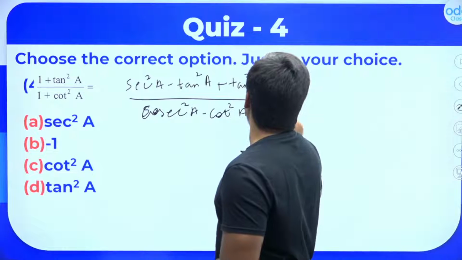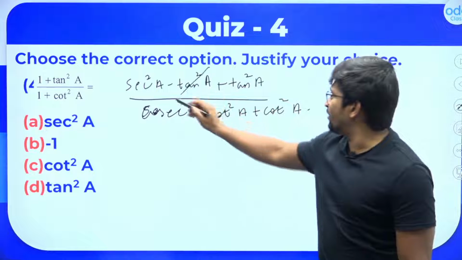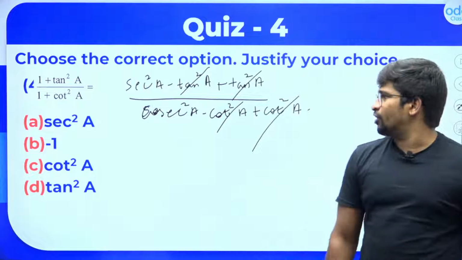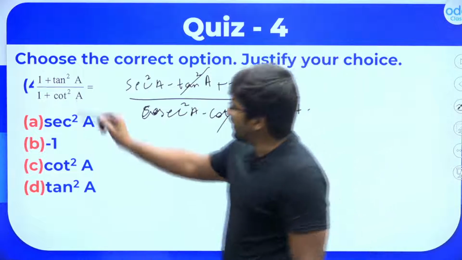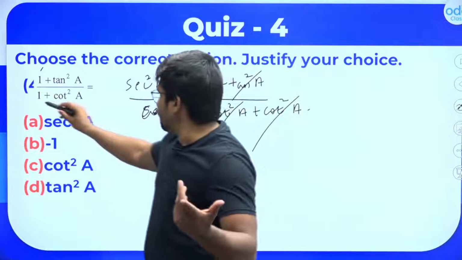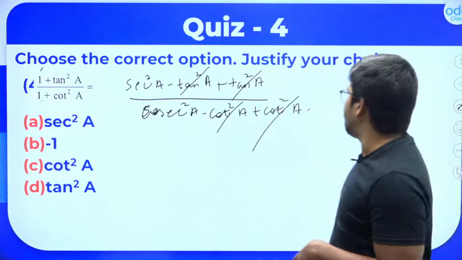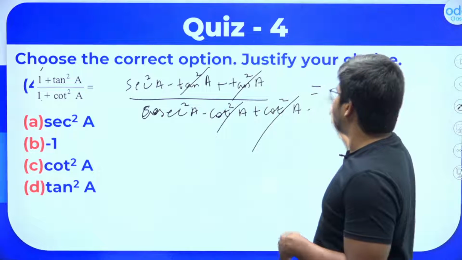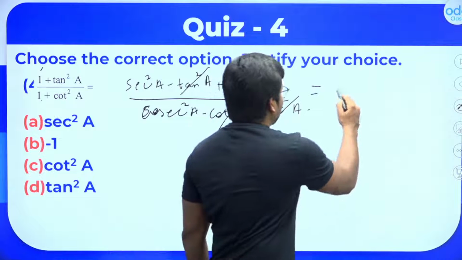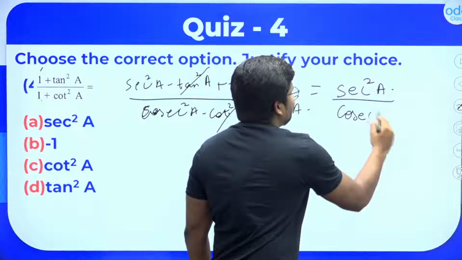plus cot square A. Why did I choose 2 different identities? Because you will be able to cancel tan square A and tan square A here. You will be able to cancel cot square A and cot square A here. So this one was written as sec square A minus tan square A, and this one was written as cosec square A minus cot square A. I hope it is clear to everyone. So what are we left with? We are left with sec square A divided by cosec square A.